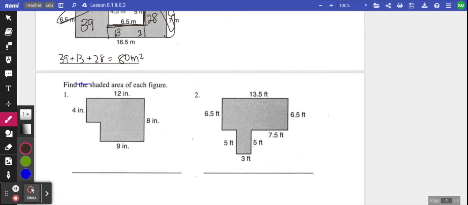Okay, we're going to do the same thing here on this shaded area. So again, we can split it either way, but I'm going to split this section off, which I know this whole side is 12, and this much of it is 9, which leaves 3 on this side. So 4 times 3 is 12, plus 9 times 8 is 72, which gives me a total of 89 inches squared.